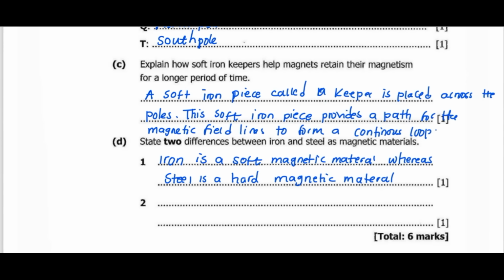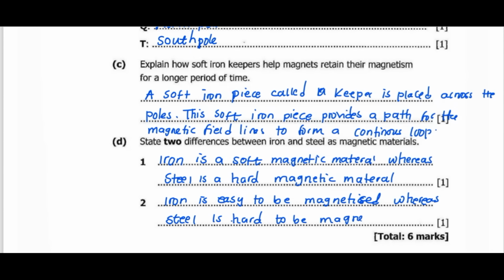Then the other one we can see, iron is easy to be magnetized, whereas steel is hard to be magnetized. So in terms of strength retention, steel has a high strength retention. It keeps the magnetism for a longer period of time compared to iron.